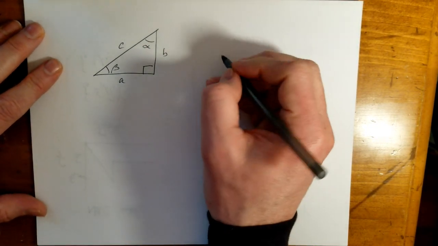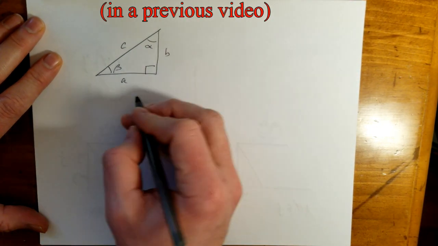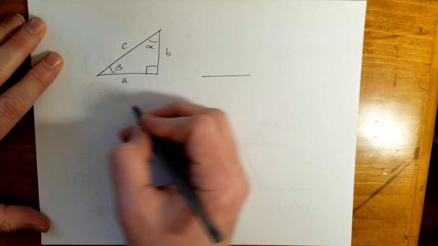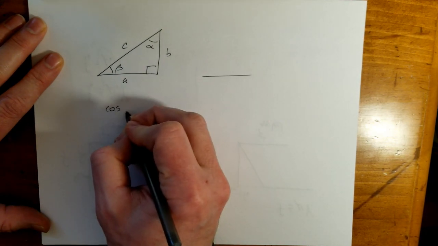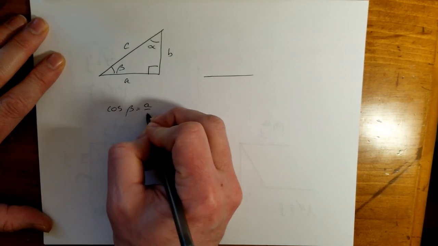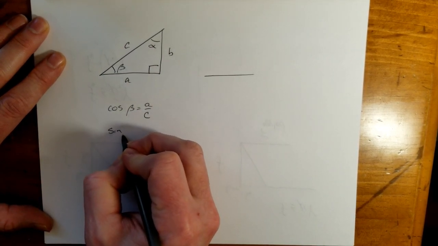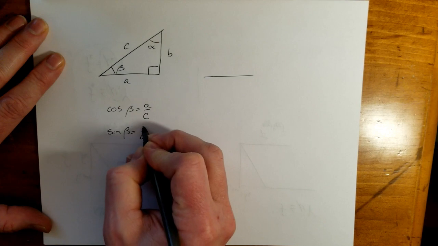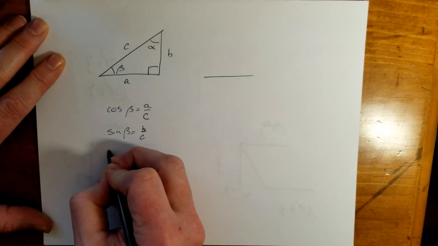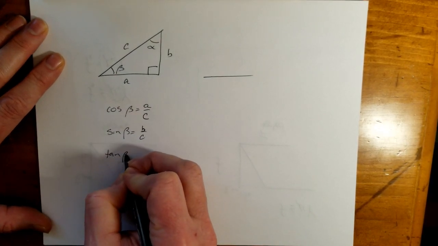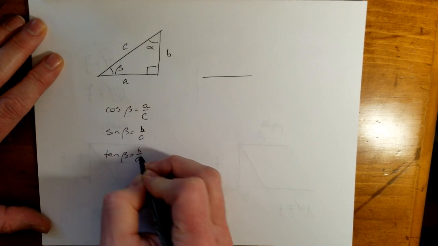We've already talked about the trig relationships here, so we'll just put those down. Cosine of beta is A over C. The sine of beta is B over C. The tangent of beta is B over A.